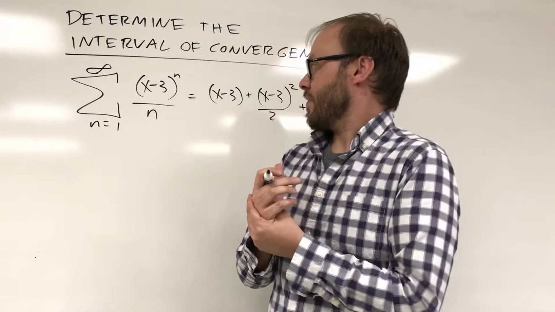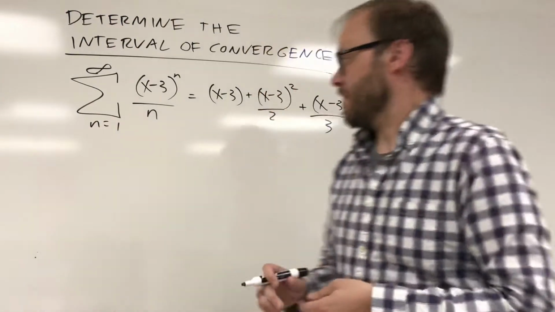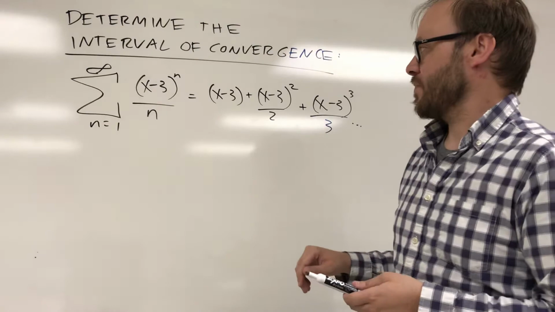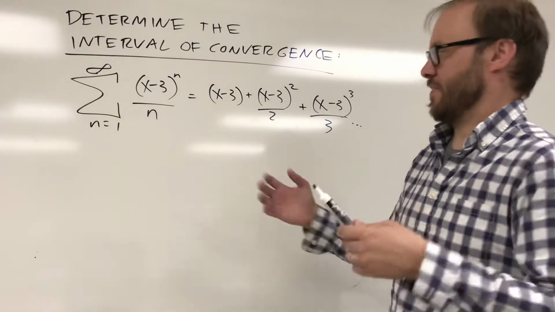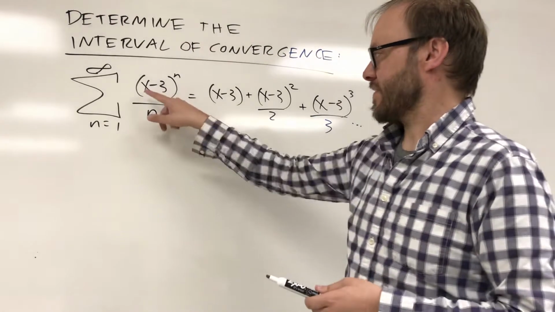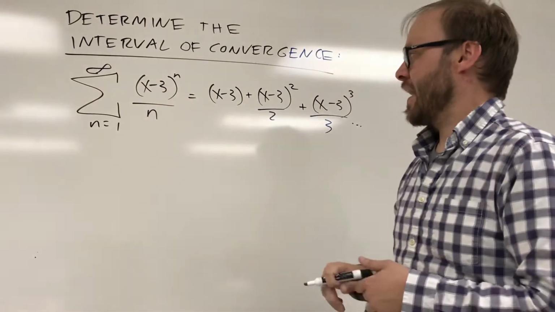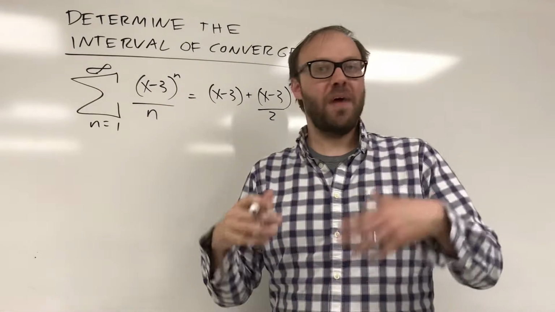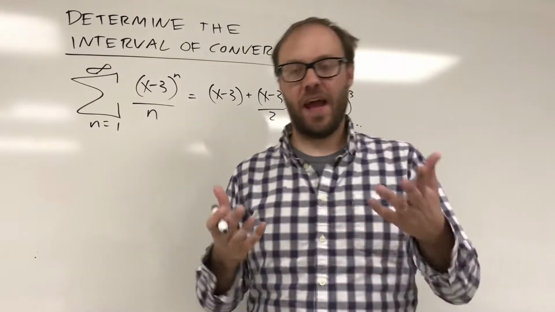All right, I want to do another interval of convergence problem here. You'll see the series we have in this particular case is (x minus 3) to the n over n. So again, you might need to write a few terms out. Sometimes they ask you to write a few terms.